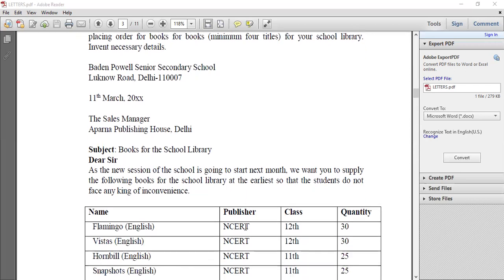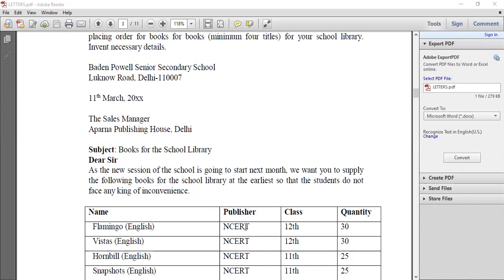The writer has mentioned Baron Powell Senior Secondary School, Lucknow Road, Delhi, that particular pin code. Then date with the format. Then the receiver's address: the sales manager, Aparna Publishing House, Delhi. It is very clear. When we are writing the receiver's address, a definite article, the sales manager, the sales manager, Aparna Publishing House. That means we are particularizing the sales manager of Aparna Publishing House.